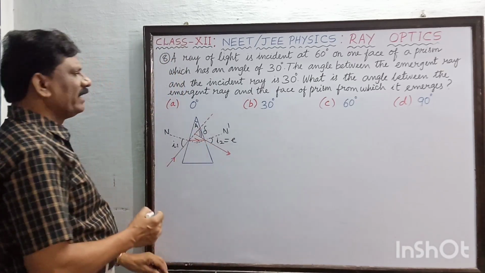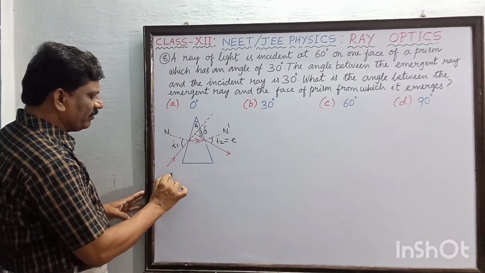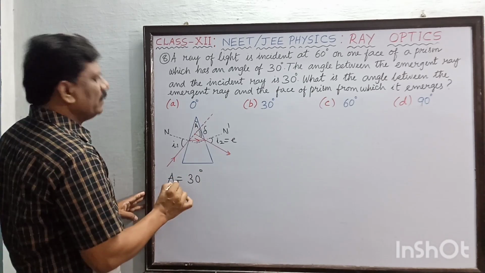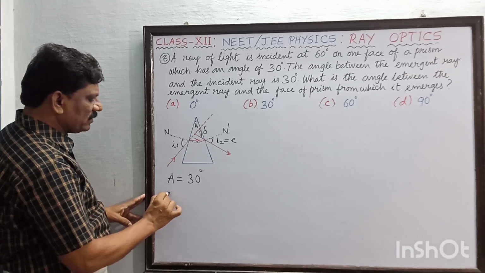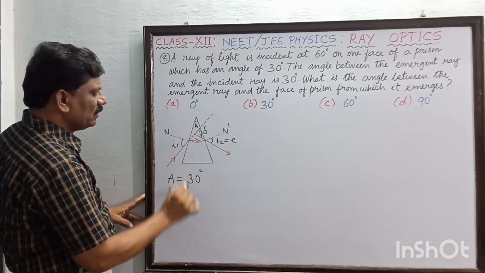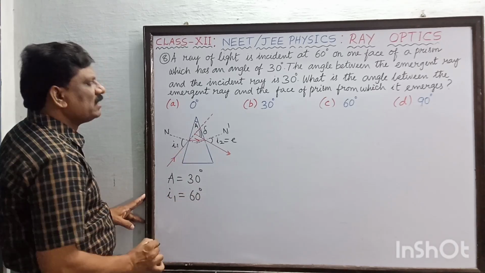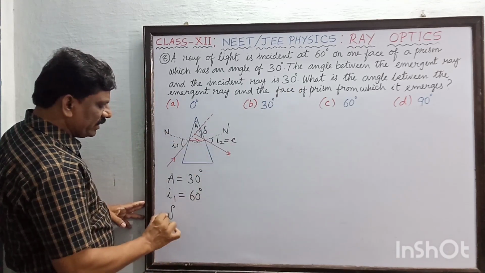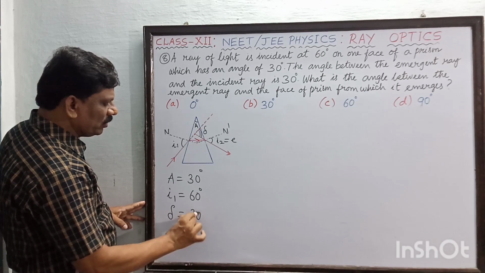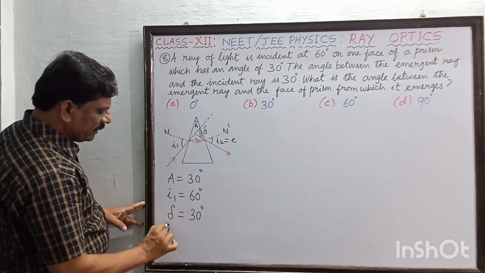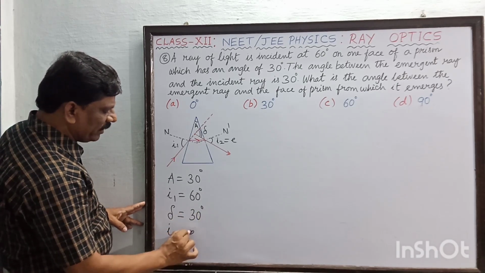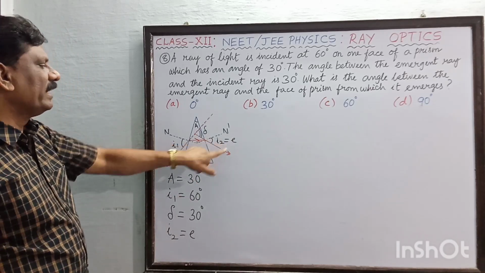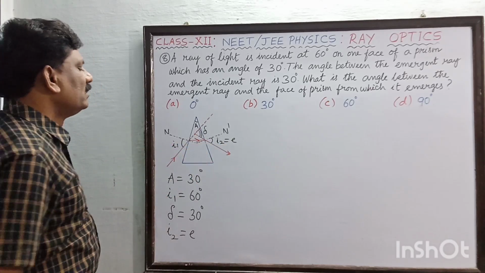So first of all, we will write the given quantities. The angle of the prism A is equal to 30 degree. And the angle of incidence I1 is equal to 60 degree. And the deviation delta is equal to 30 degree. And I2 is equal to the angle of emergence.